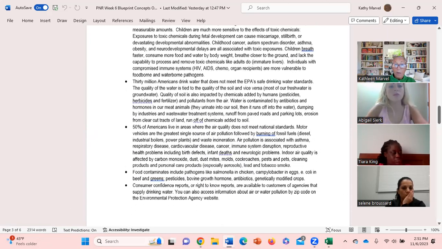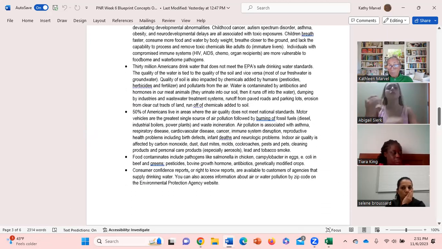We know that 30 million Americans drink water that does not meet the EPA safe drinking water standards. What's the EPA? Environmental Protection Agency. They're the federal agency that oversees drinking water standards. All right, so it's estimated that over 30 million Americans at this time don't have water that meets the safe drinking water standards.